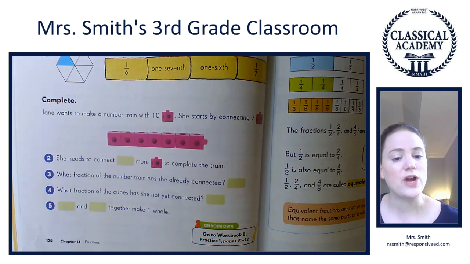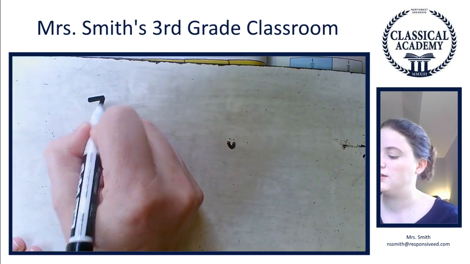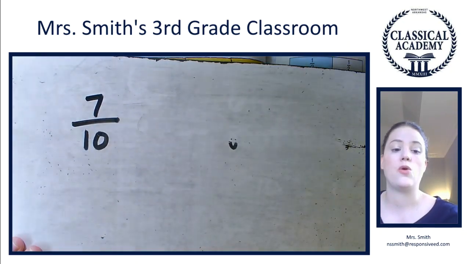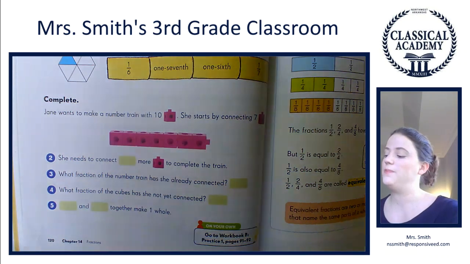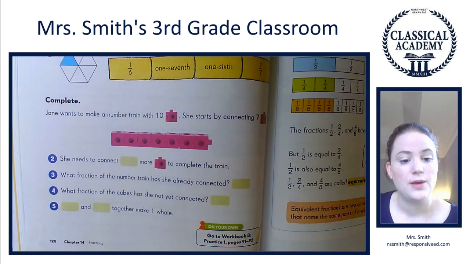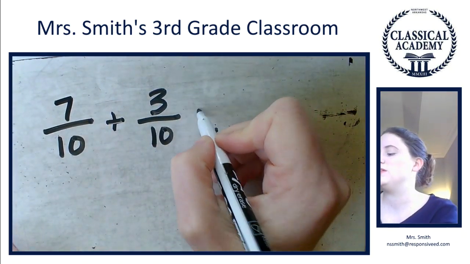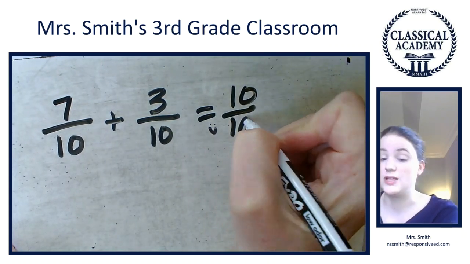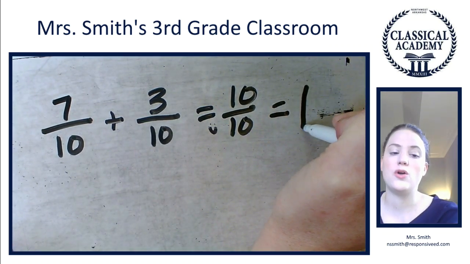Very good. What fraction of the number chain has already been connected? 7 out of 10, or 7/10. What fraction has not yet been created? 3/10. Blank and blank together make 1 whole. 7/10 plus 3/10 equals 10/10, and as we learned before, 10/10 is the same thing as 1 whole.